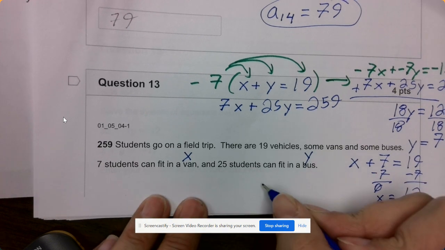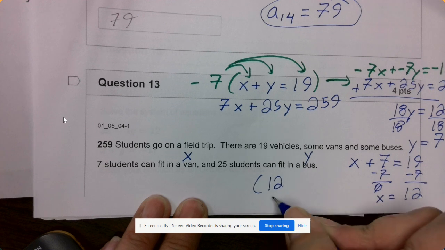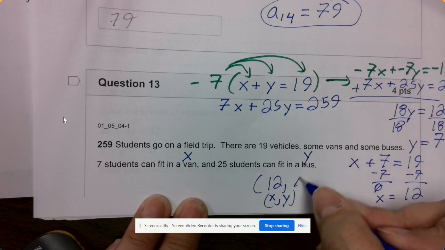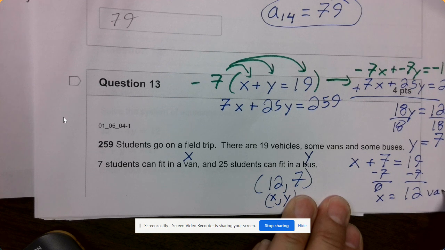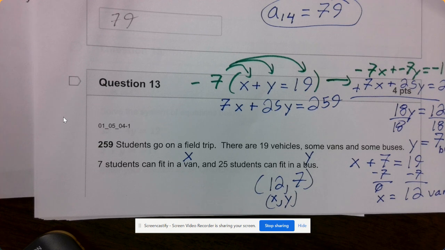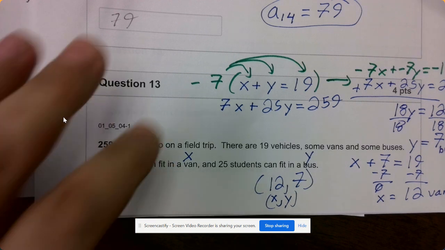Okay, if you needed to do the coordinate, everybody, remember x before y. So I put 12 and I would put 7. So 7 vans and 7 buses for that field trip. I'll say it on there.